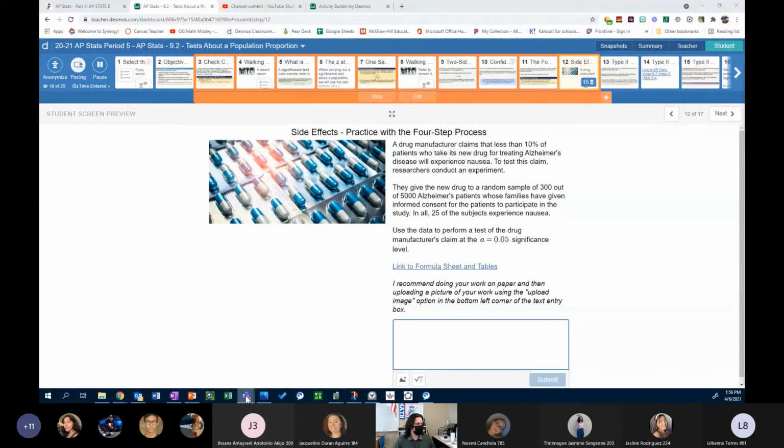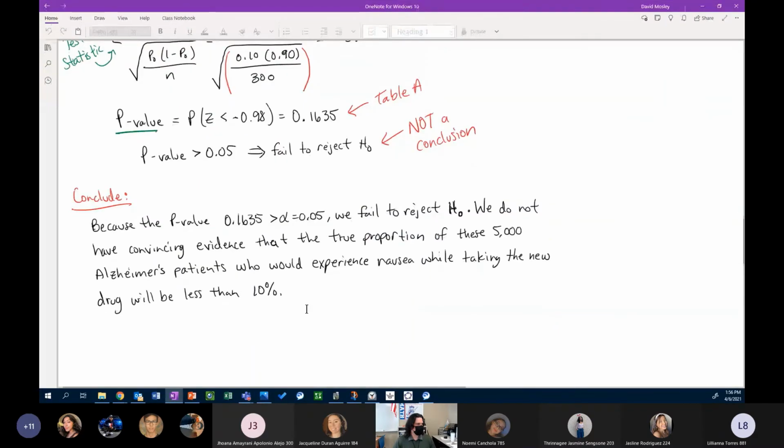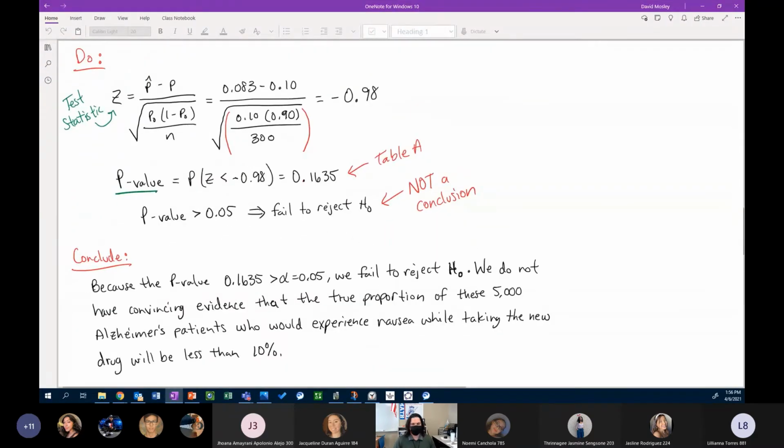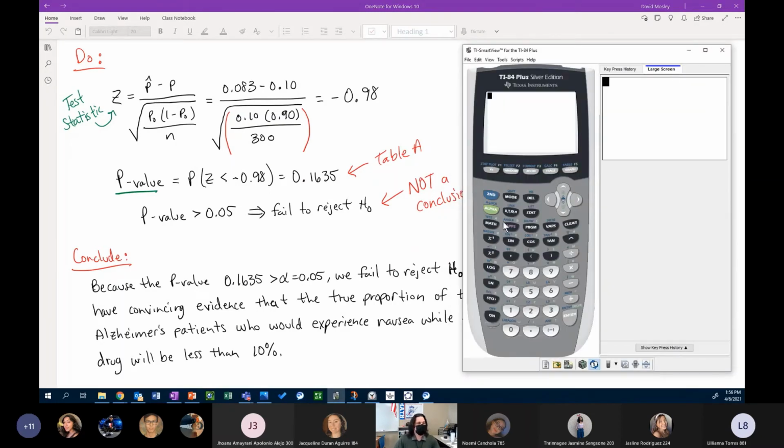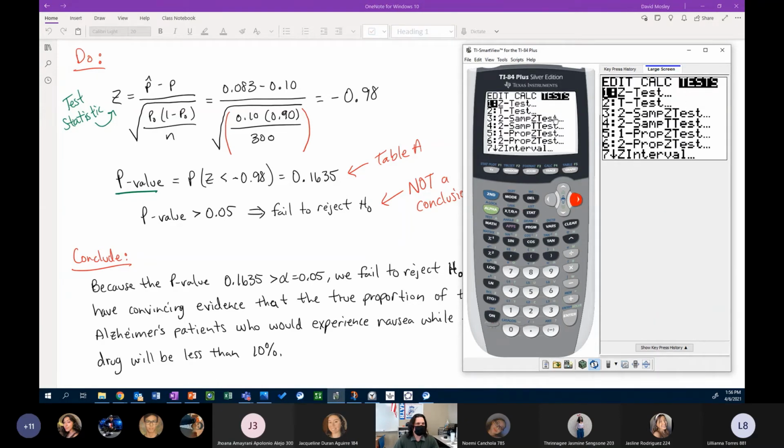Oh, wait, one last part. I forgot. We can also use our calculator. The other thing we can do to get our z statistic and our p-value is use the calculator. So if we go to stat, it's in the top middle here, right under delete, and go over to tests. We want to do the one proportion z test. It's the fifth option down.